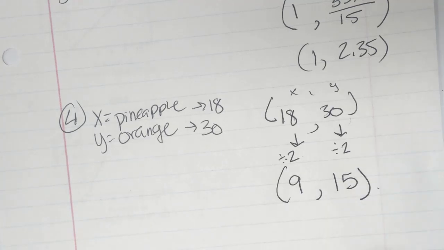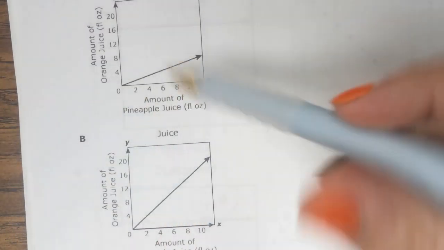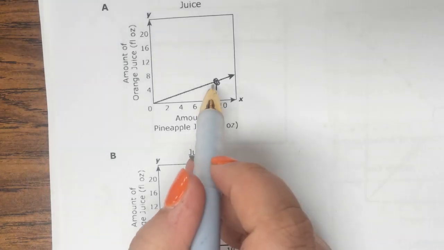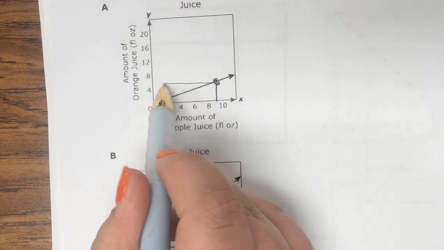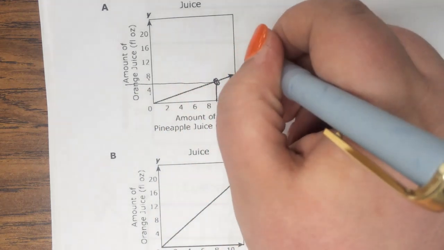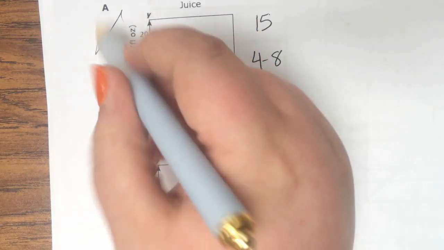So now I'm looking for the ordered pair 9, 15 on the graph. So I'm looking at the x value of 9. That touches the line right there, and that is between 4 and 8. So the y value is between 4 and 8, but we're hoping for 15, so this is not it.